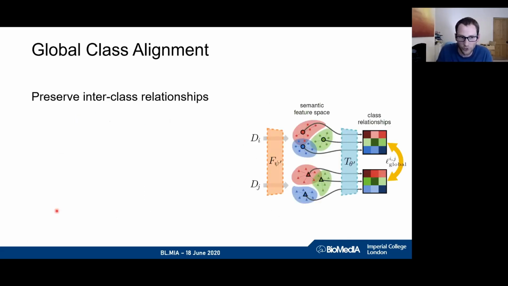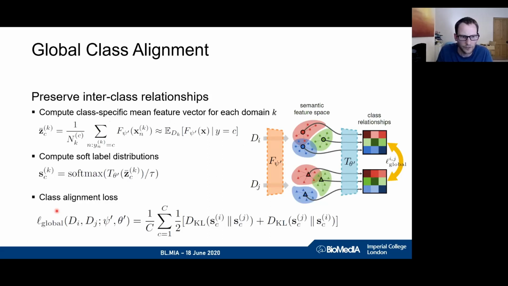Now about the losses. I will basically just try to explain them on the figure here. Let's ignore the math for a moment. But basically what we have is the feature extractor, right? We have two domains at training time. And the idea is for this first loss to preserve interclass relationships. So we call it the global class alignment.